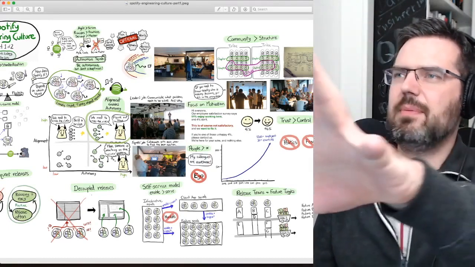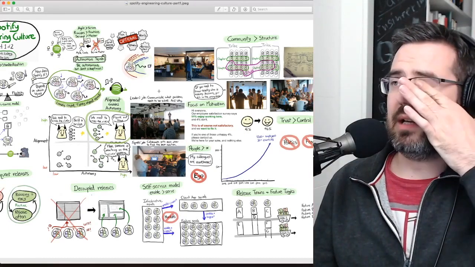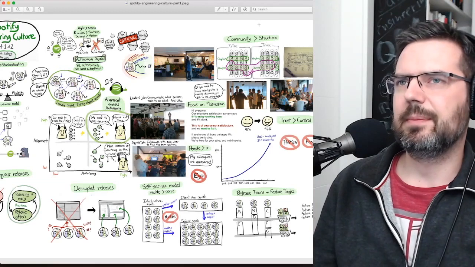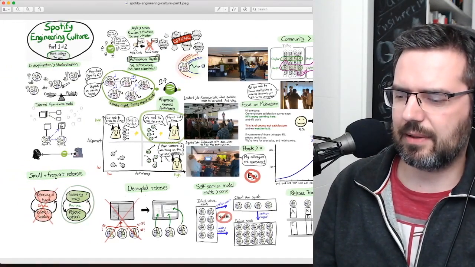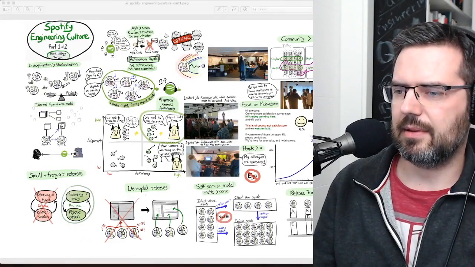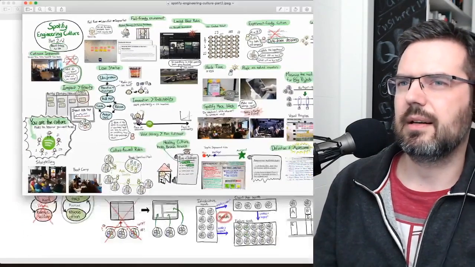Yeah. Okay. This is the first part. I found this part interesting. As I said, tribes and so on. Let's get to the second part. The second part of the culture.